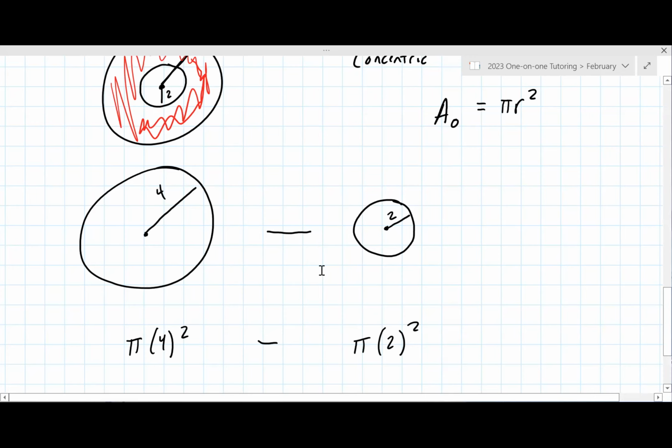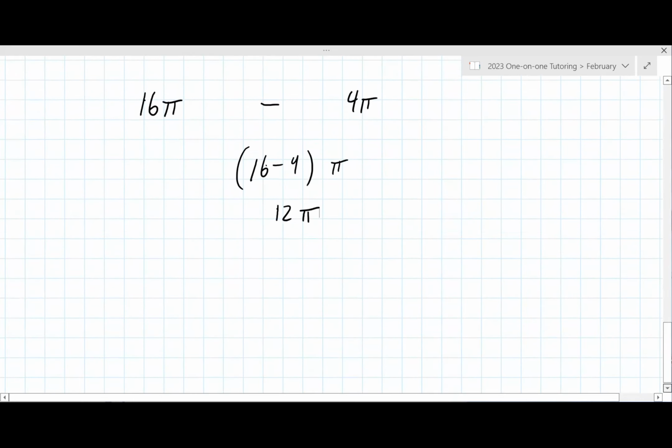Because that's 2 separate lines. Okay. And then why did we write pi 4 squared? Because 4 is the biggest. It's the radius of the bigger circle. What about the 2? The 2 is the smallest. All right, so let's have you try one here.